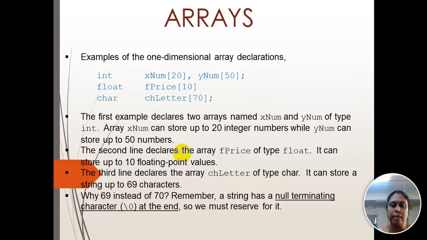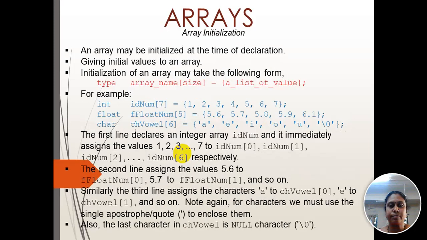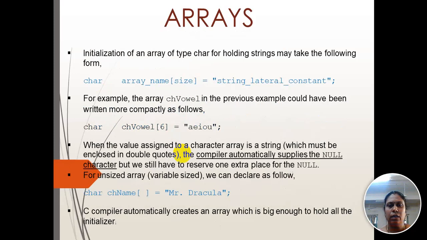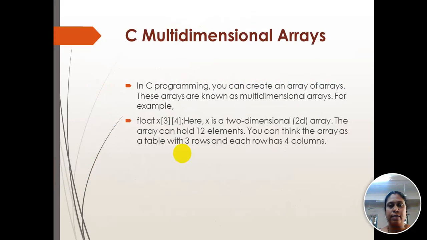We can declare integer, float and other data type arrays too. For example, int x num of 20 and y num of 50 declare integer arrays, float f price of 10 declares a floating point array, and char ch of 17 declares a character array. It is possible to initialize the values in an array while declaring. For example, type array name of size is equal to, and within curly braces we include the list of values. String literals can also be included using a character array: char array name of size is equal to a string literal within double quotes.